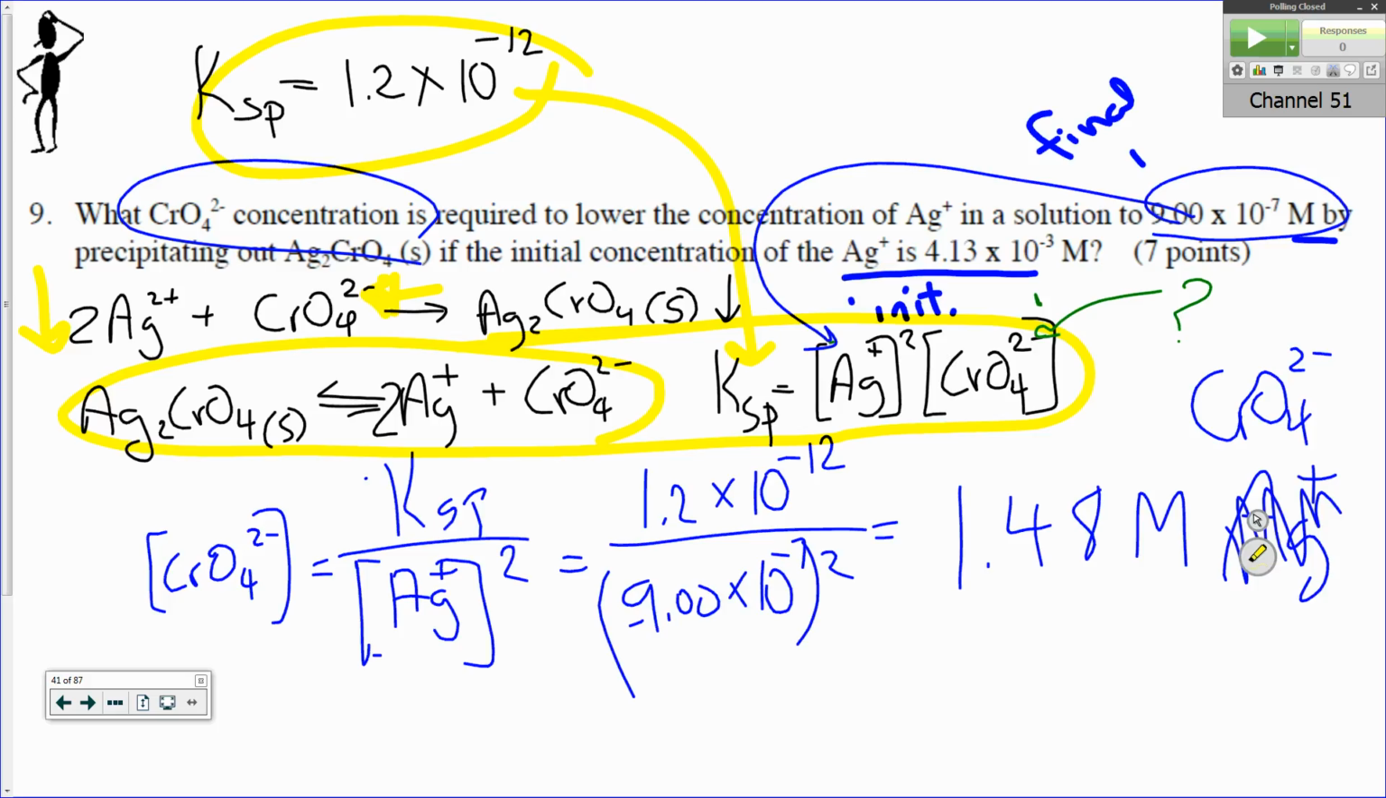The typo will explain why some people got different answers. In the question, it asked 9.00 times 10 to the negative, and in the written part it says negative 9 times 10. Well, that's just a dash on there, so that's where I hit it with my finger.